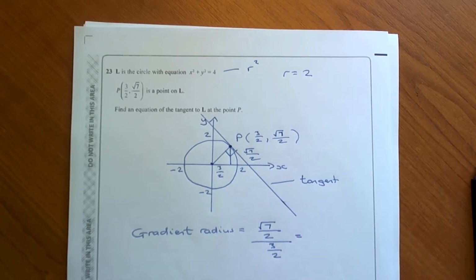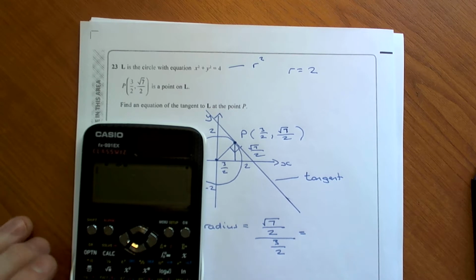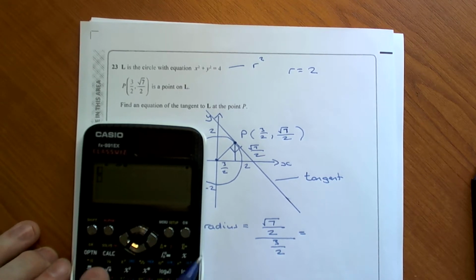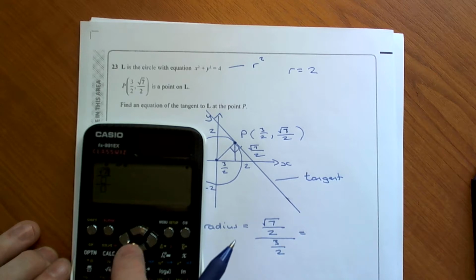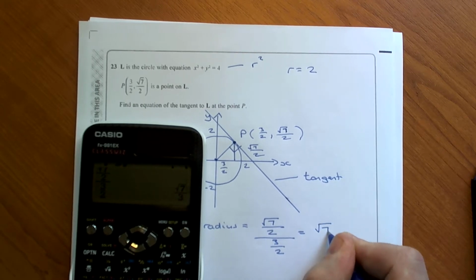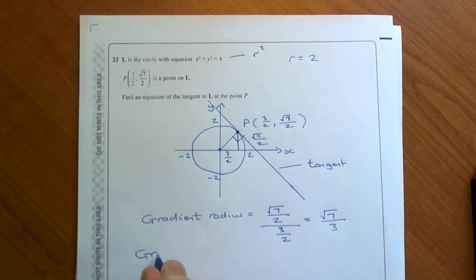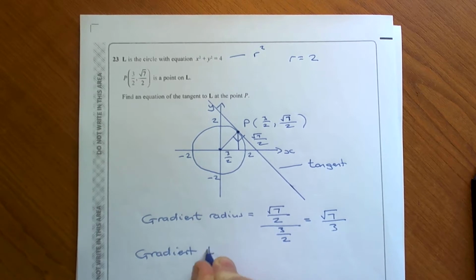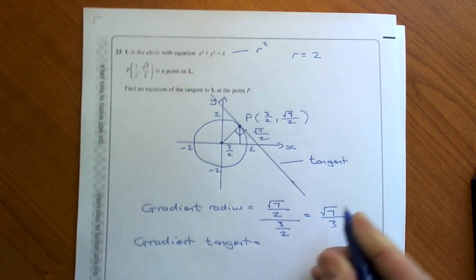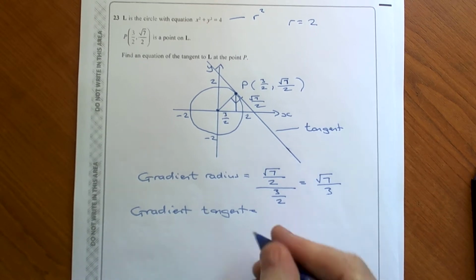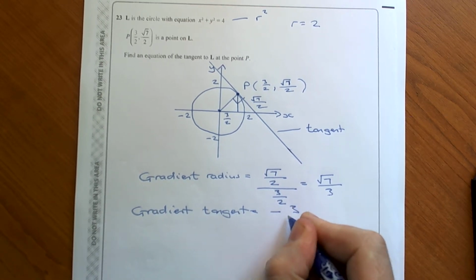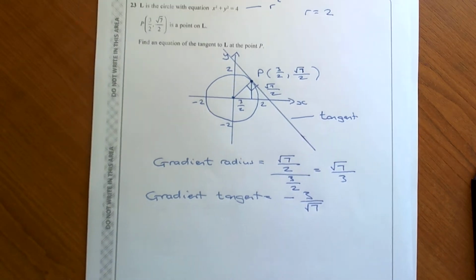equals, well, let's do that on the calculator. So let's do fraction, and then I want a fraction on top here, root 7 over 2, and then we're dividing by a fraction, 3 over 2, equals, and that comes to root 7 over 3. So that means the gradient of the tangent, we flip this number upside down and change the sign, is going to be minus 3 over root 7.